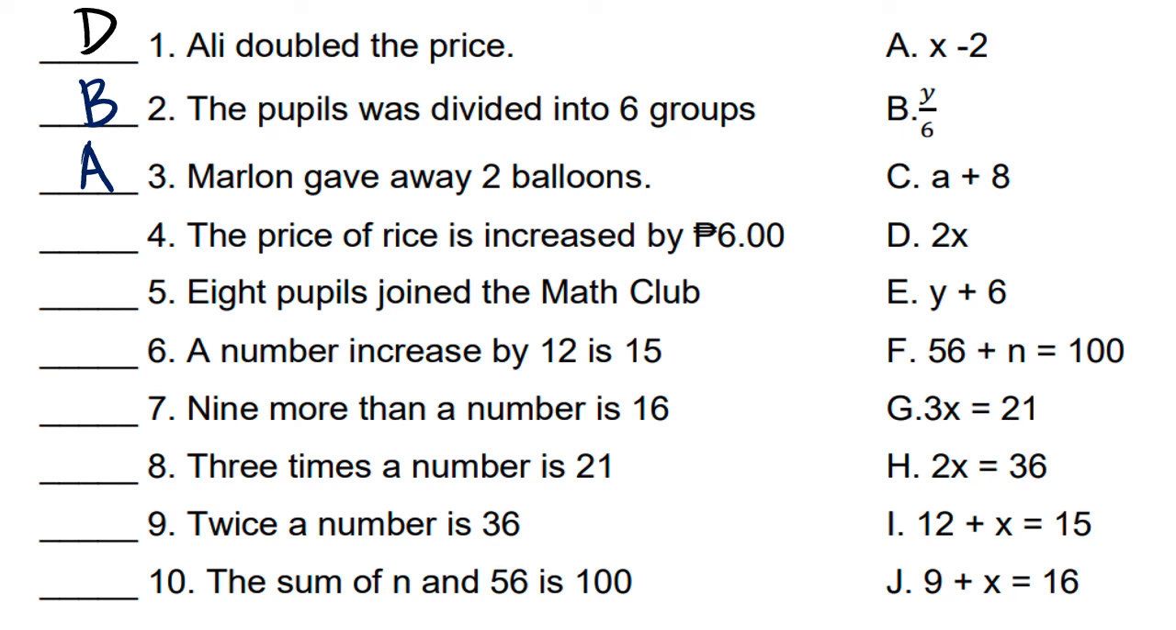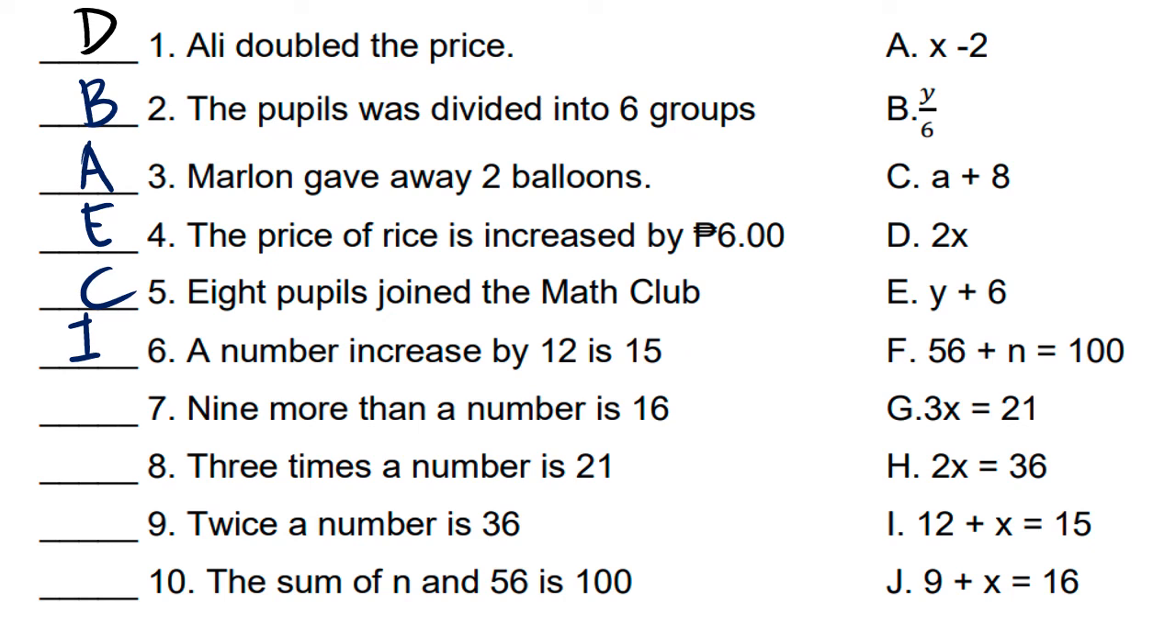Ayun, letter E. 8 pupils joined the math club. Math club. Asan ba yung math club? 8 pupils joined the math club. So, yung math club nila nag-plus ng 8 kasi may 8 na nag-join. So, that's gonna be letter C. Ito. 8 plus 8. A number is increased by 12 is 15. Meron daw tayong mystery number, a variable, plus 12 equals 15. Asa dito yung plus 12 equals 15? Ito. Letter I.